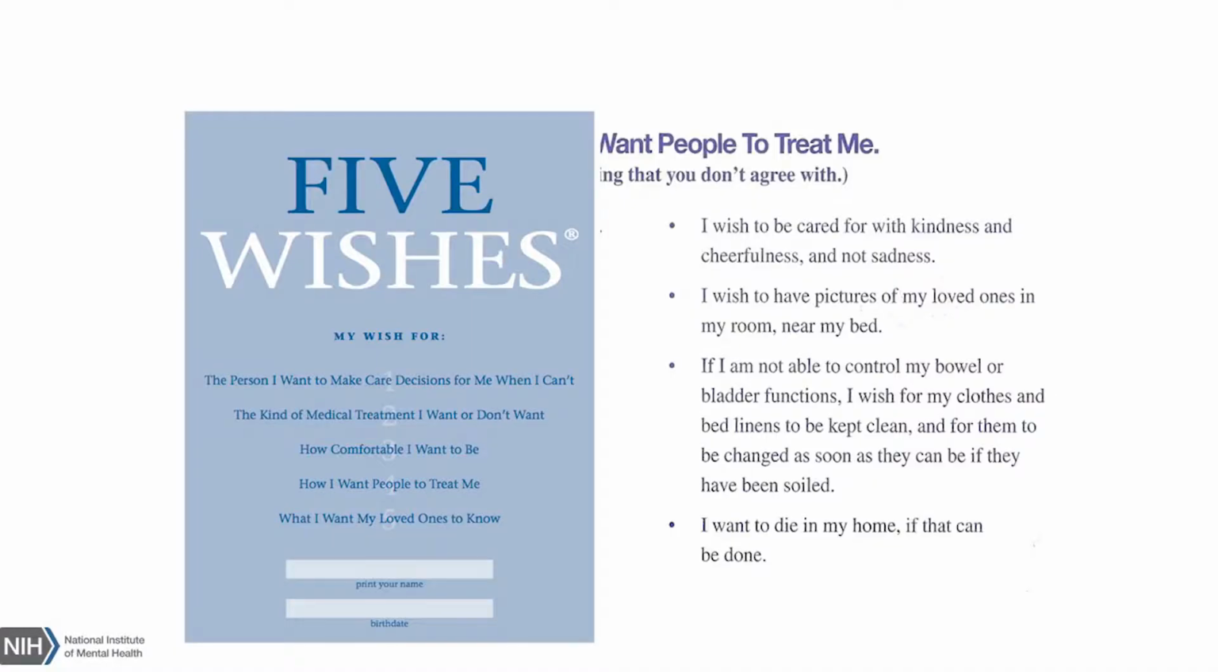So this is my wish for how I want people to treat me. I wish people would be with me when it seems like my death might come. If I'm not able to control my bowel or bladder functions, I wish for clothes and bed linens to be kept clean and changed as soon as they can be. I want to die at home if that can be done. So in this adult version, you cross out or circle the things that you agree with. But the kids didn't really like that part of it.